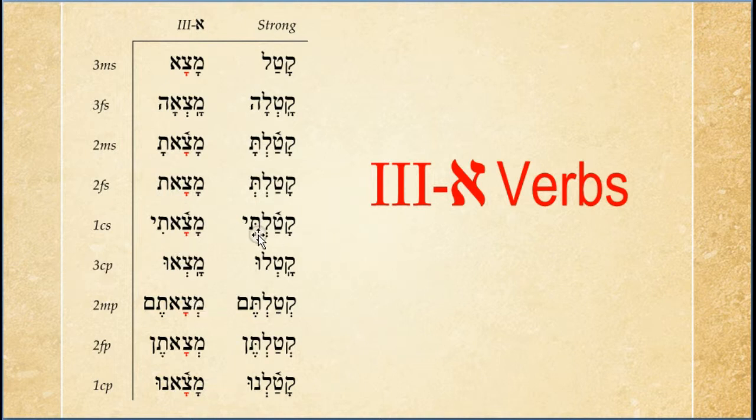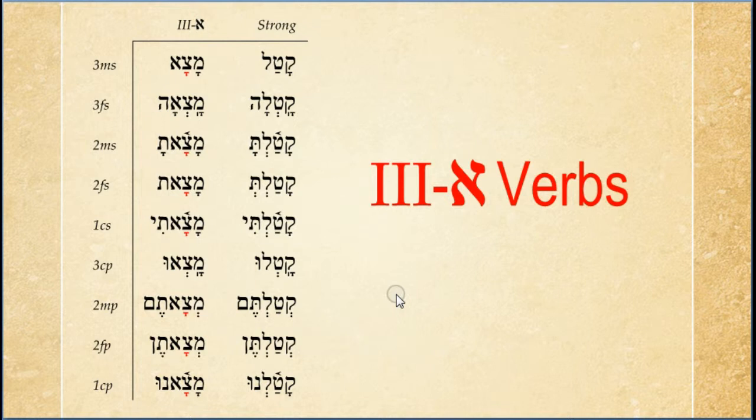Why? Because in the second position, the stem vowel is shva. Typically, here you can see it is shva, here it is shva, and it follows that pattern. So where there is a substitution of the kamatz for the patach in most of these places, it does not occur in the third person feminine singular and in the third person common plural. But other than that, the rest should be familiar to you once again.